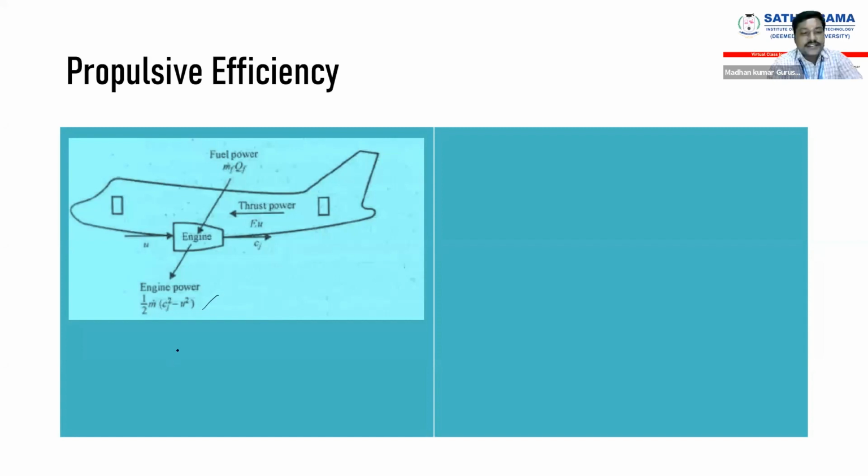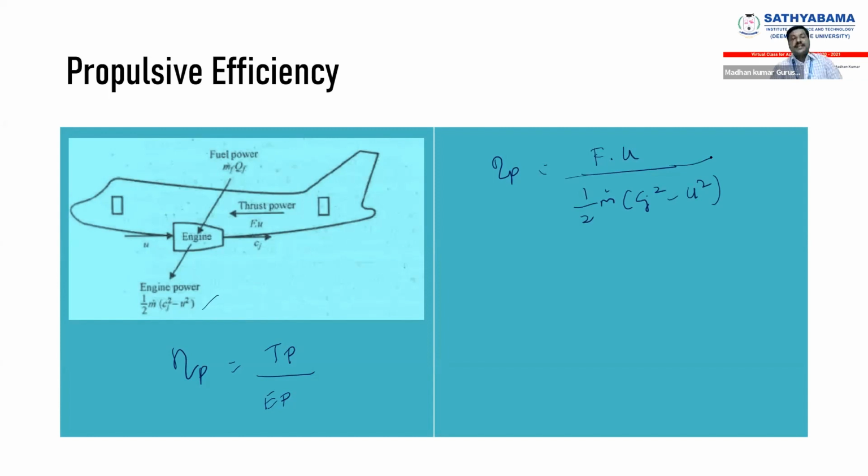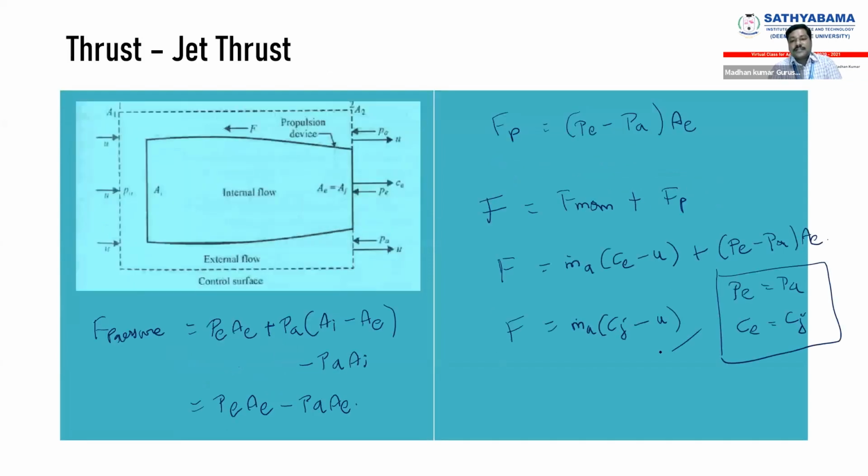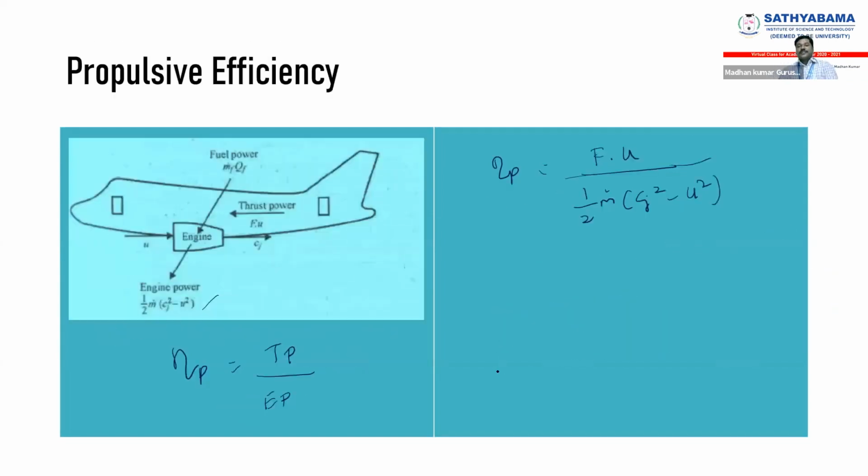And then what is propulsive efficiency now? So eta P is equal to thrust power by engine power, right? So what is your thrust power? It was F dot U divided by half m dot (Cj square minus U square). If it is a jet engine, we are going to use the same thrust equation. If it is any kind of turboprop or turbofan, any kind of engine, we are going to use the same thrust equation. That is F, F is equal to m dot a into Cj minus u.